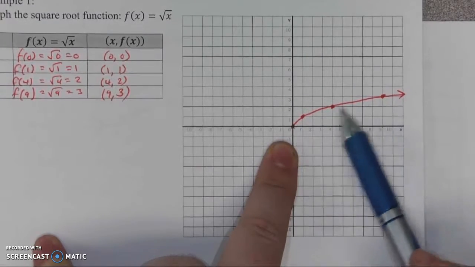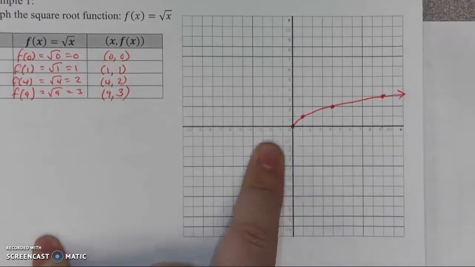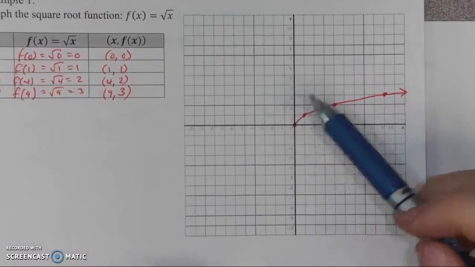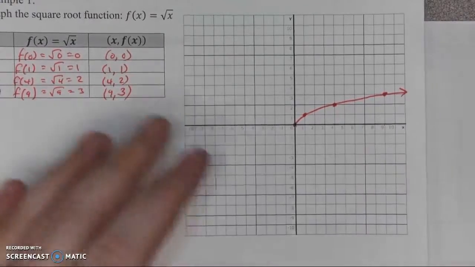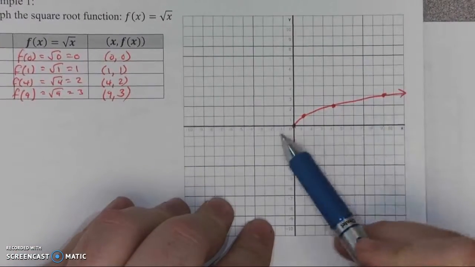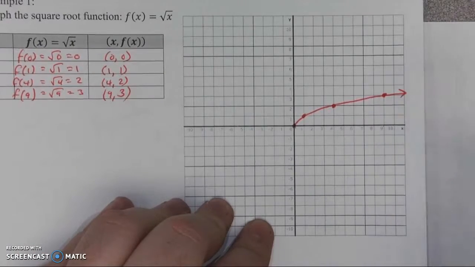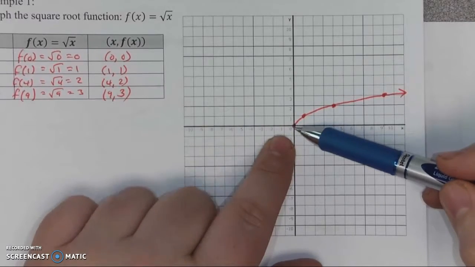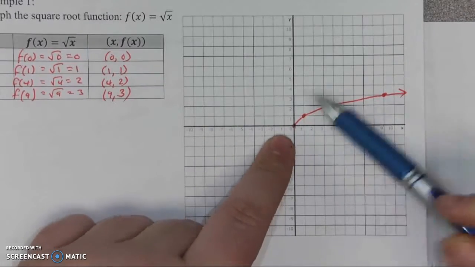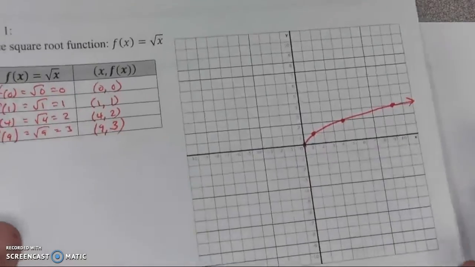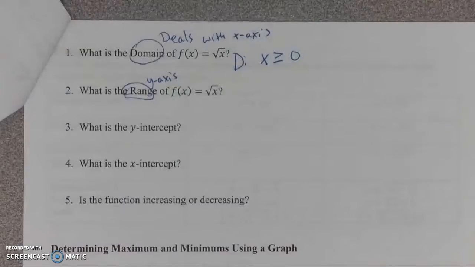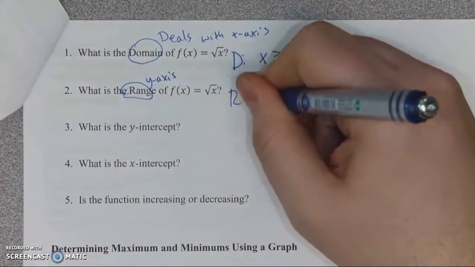This is all the positive y values. I don't have any negative y values, and you shouldn't, because when you take a square root, you should never get a negative value. It should all be positive, unless you're working with imaginary numbers, but we're not working with imaginary numbers. So you should always get positive values when you take your square root. And the lowest value that we have here is the value 0 on the y-axis. So we would say y is bigger than or equal to 0. That is our range.